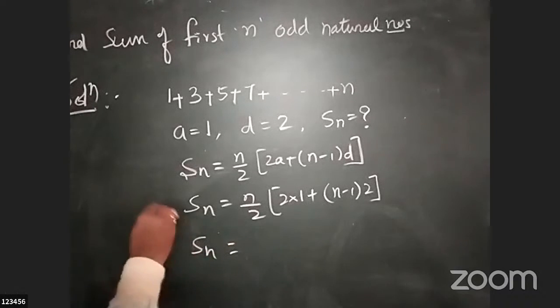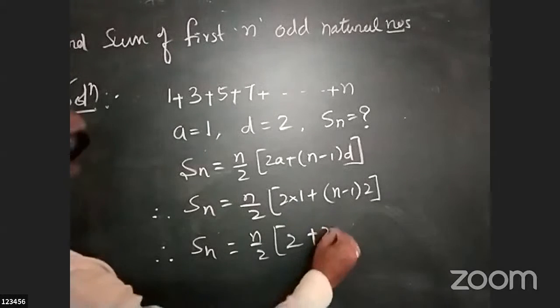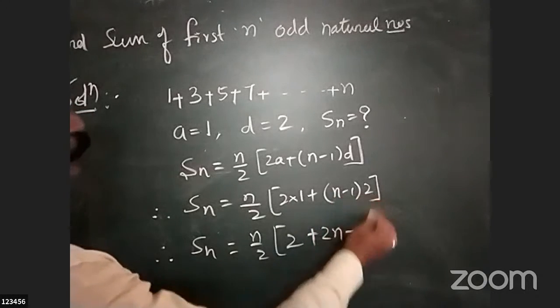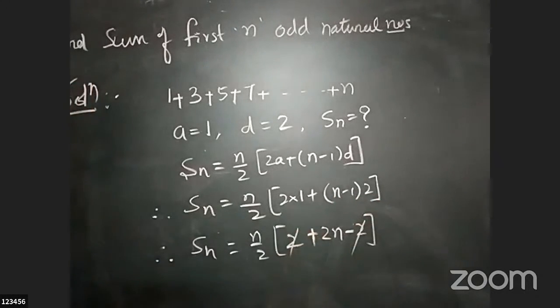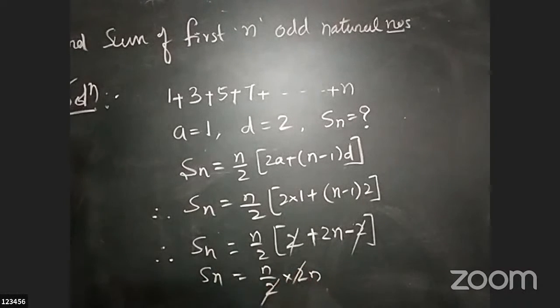Sn is equal to n by 2 into bracket 2 ones are 2 plus n into 2 is 2n minus 2, 2 ones are 2 minus 2, plus 2 get cancelled. Sn is equal to n by 2 into 2n. I have removed the bracket and kept multiplication sign. 2 to get cancelled. Sn is equal to n square. Sum of first n odd natural numbers is always n square.